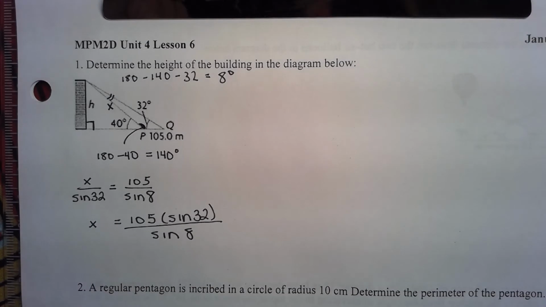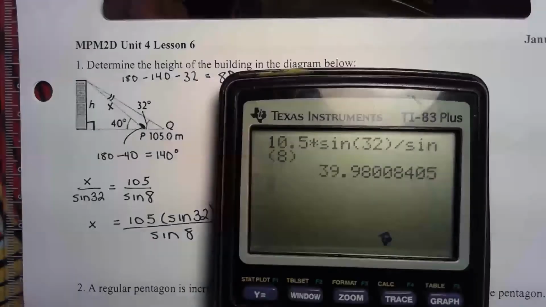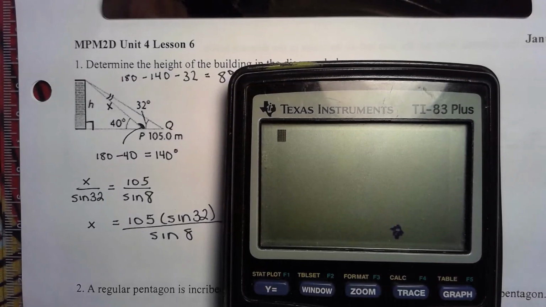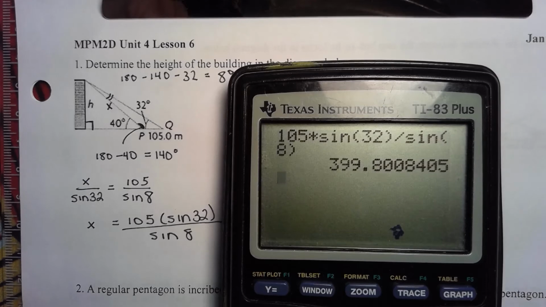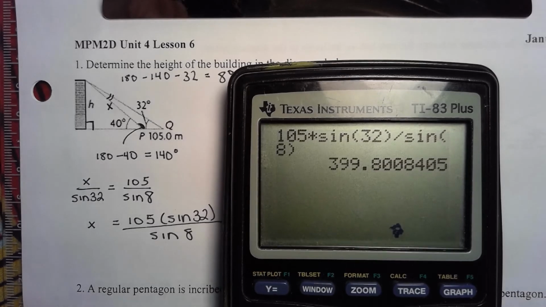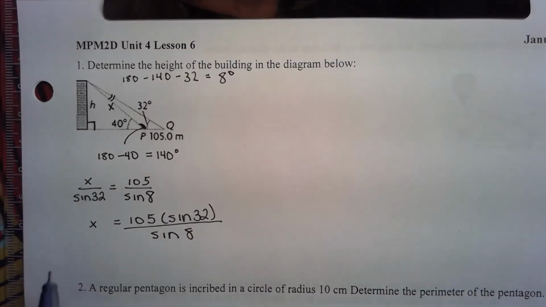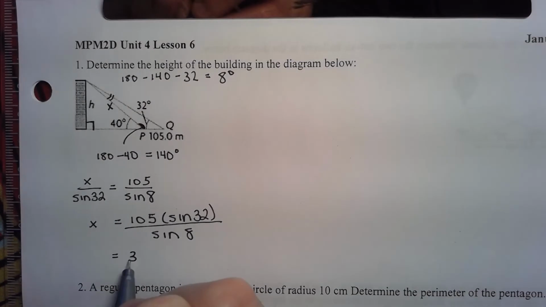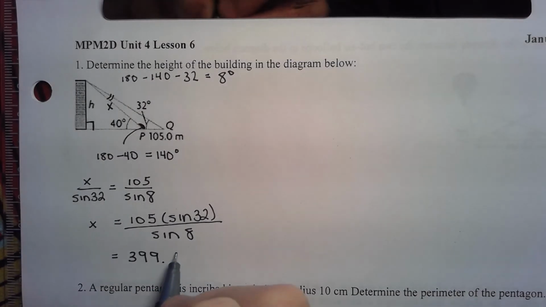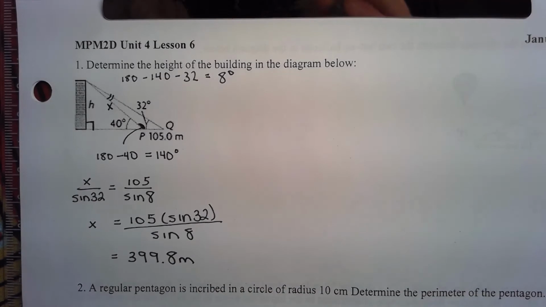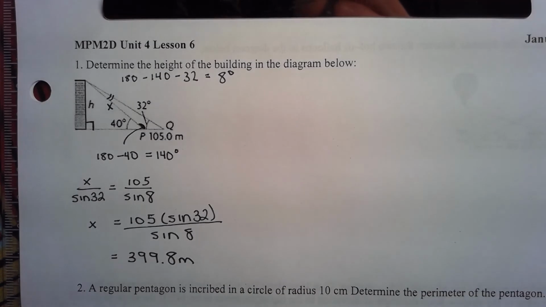So if we calculate that, just bring my little calculator up here. So I have 105 times the sine of 32, make sure to close that, divided by the sine of 8, and make sure to close that. And that equals 399.8 meters.